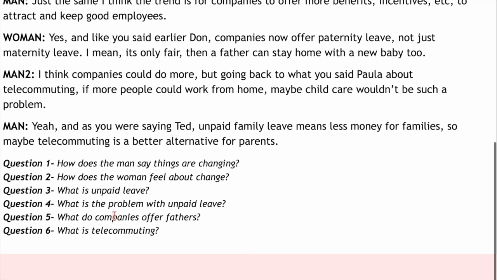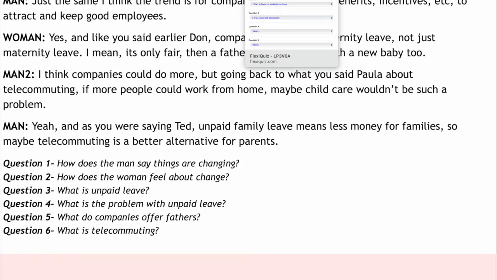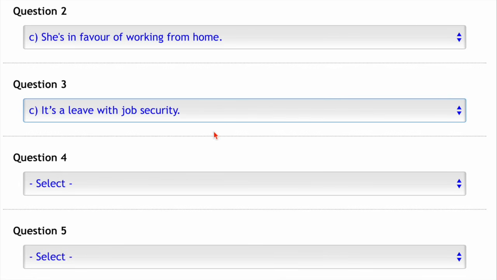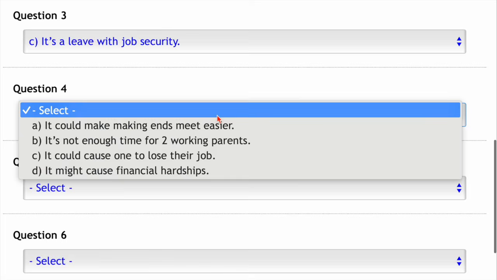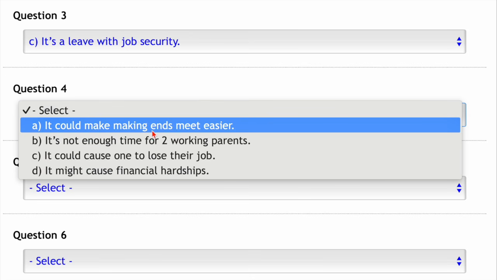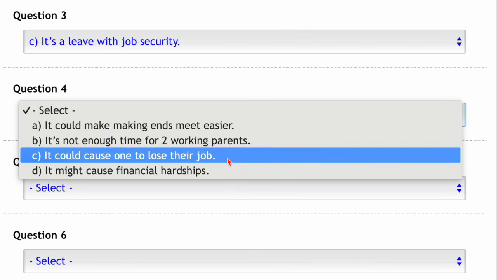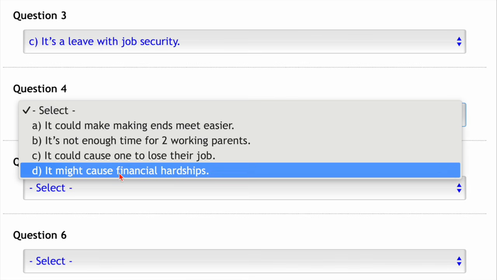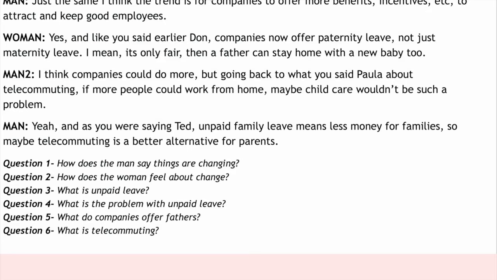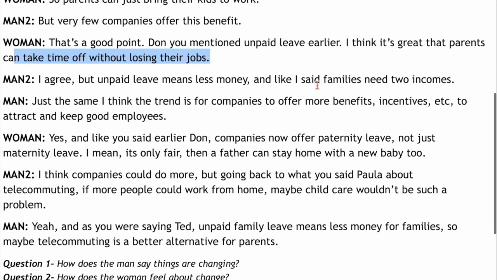Number 4, what is the problem with unpaid leave? It can make making ends meet easier. It's not enough for two working parents. Not enough time for two working parents. It could cause one to lose their job. It might cause financial hardships. So I think we read that one already. Families need two incomes.